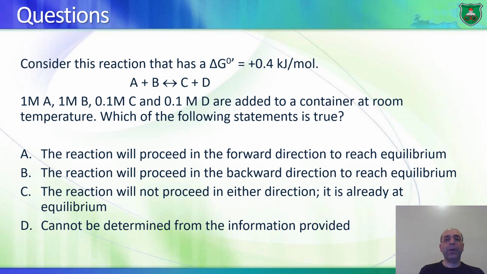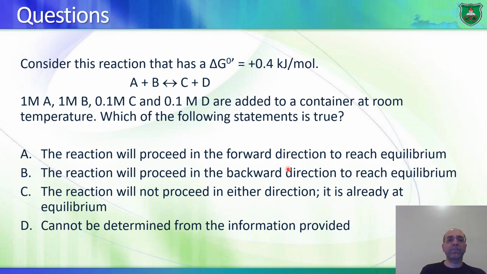So here's a simple problem right here. Consider this reaction, A plus B, giving us C plus D. Now, delta G naught prime of this reaction is plus 0.4 kilojoules per mole, okay? So it is an endergonic reaction. Now, what if you have 1 molar A, 1 molar B, 0.1 molar C, 0.1 molar D, and these are all added to a container at room temperature? Which of the following statements is true?